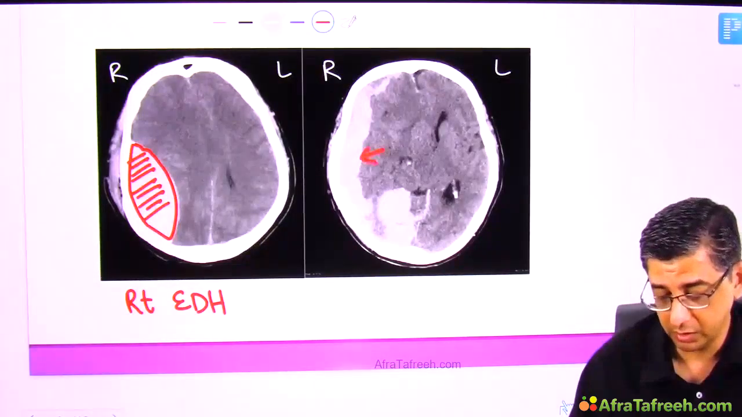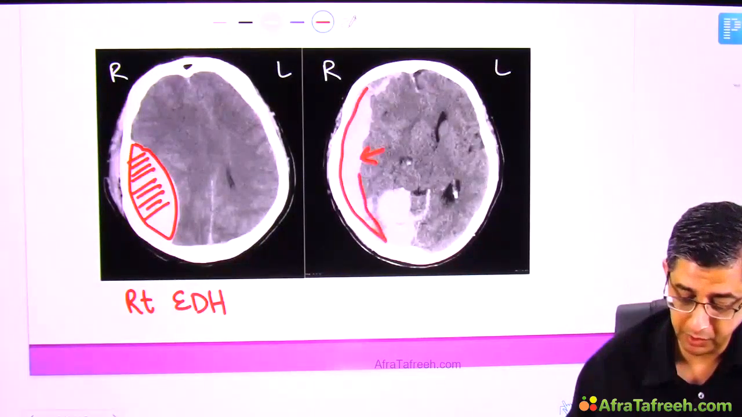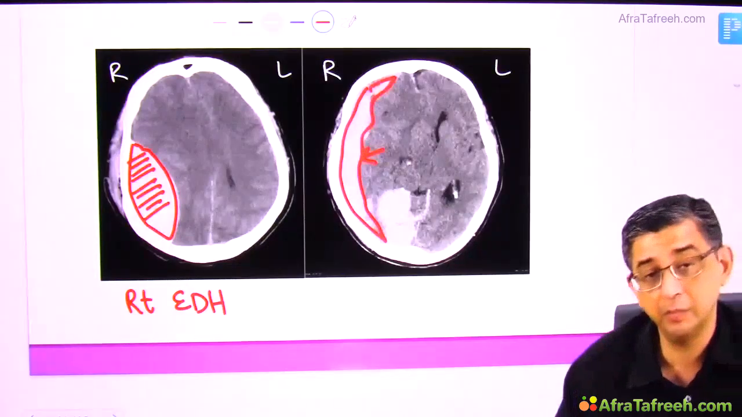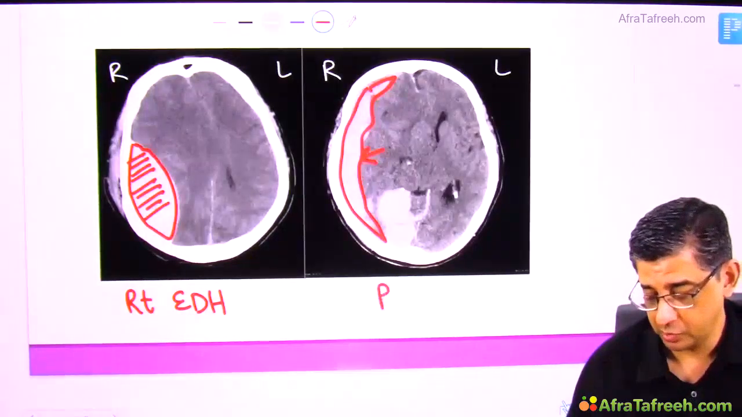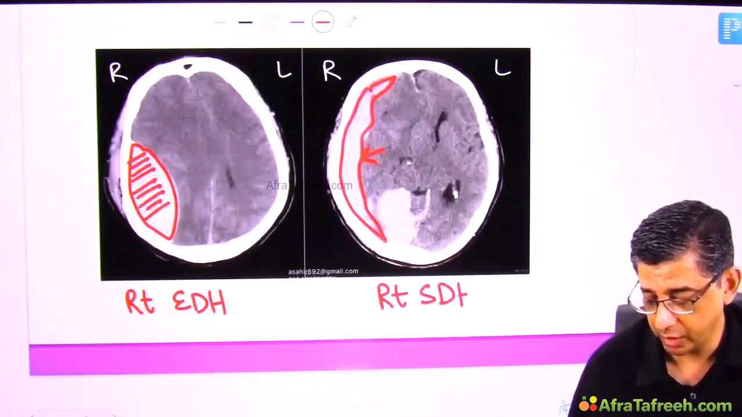next image, you can notice a concavo-convex bleed present in this case. Pretty a nasty one, it will require a decompressive hemicraniectomy because of the mass effect which is being caused by it. So this person is having a right-sided subdural hemorrhage.